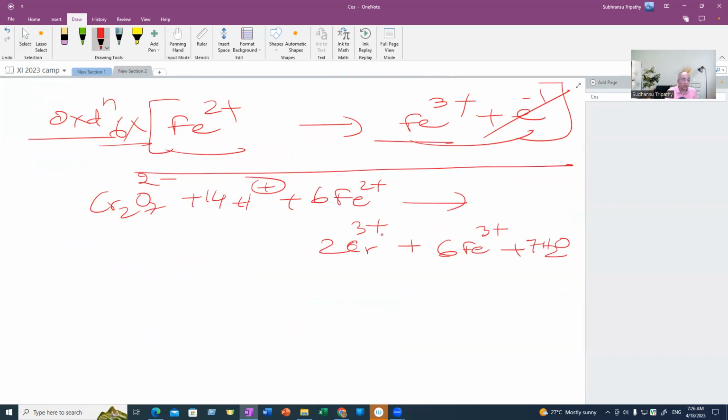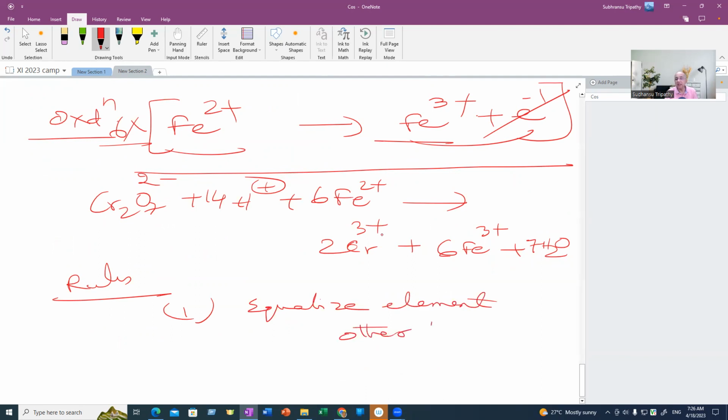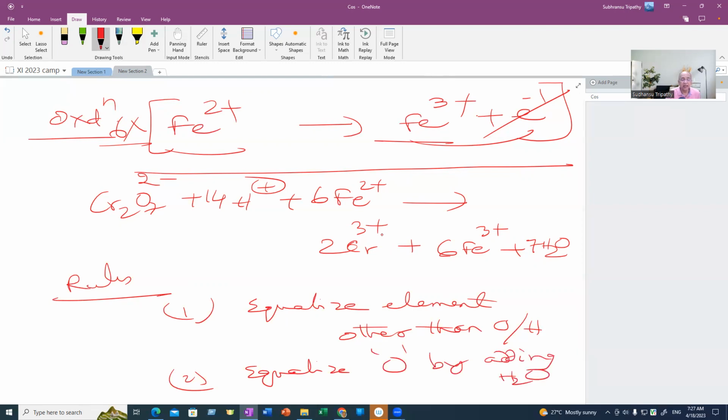So rule number 1, equalize elements other than O and H. Rule number 2, equalize oxygen by adding water. Obviously on the other side.